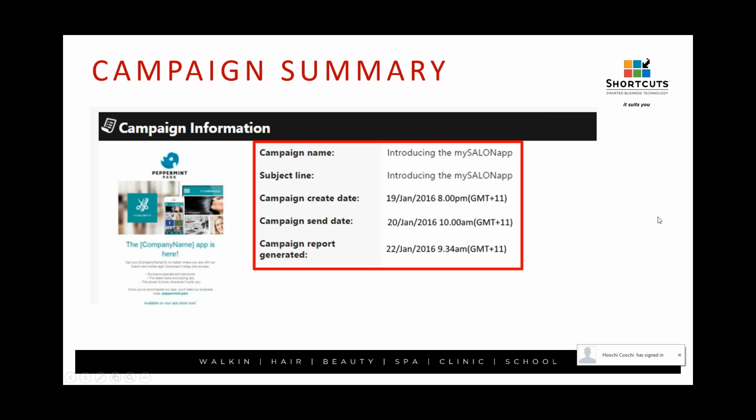So the first thing that I would see up at the top is some general information, okay? Such as the campaign name, the subject line, when the campaign was created, when it was sent out, and then also the day that the report was generated. Meaning when I looked at this individual information. So it's just telling you when you clicked on it, basically.